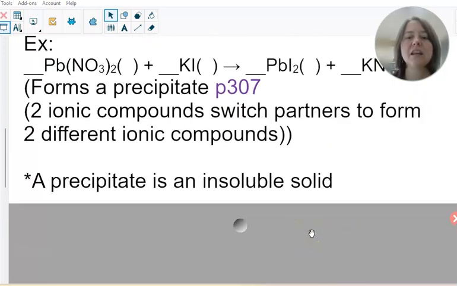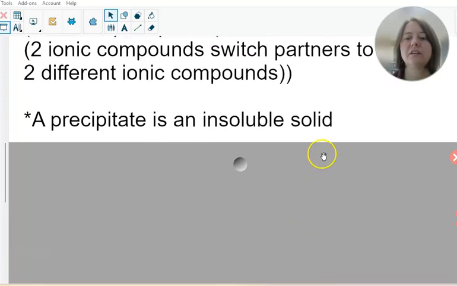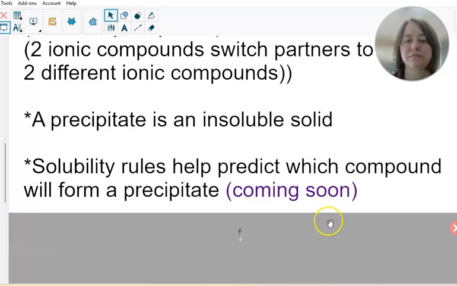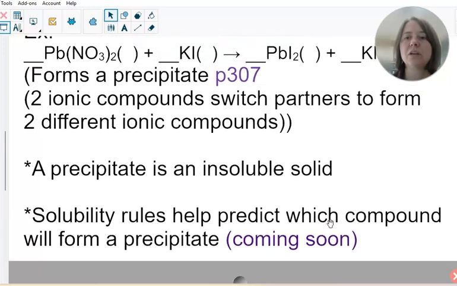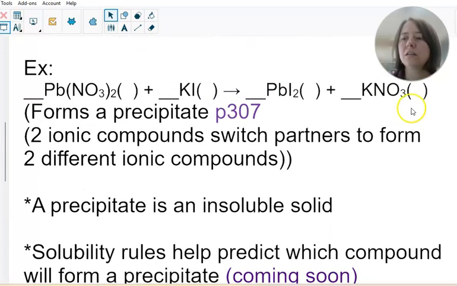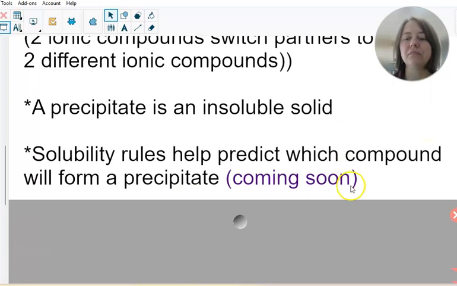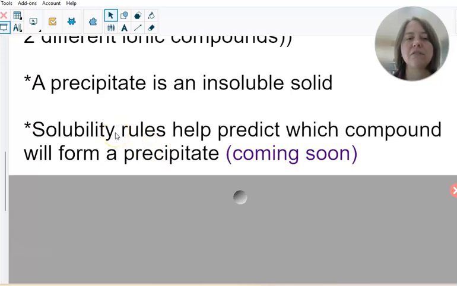So a precipitate is an insoluble solid. So it comes out of solution. So the solubility rules help predict which compound will form the precipitate. So we talked about one of the compounds stays aqueous and one of the compounds forms a precipitate and comes out of the solution. So we're going to be looking at the book and looking at some rules in our next video, and also looking at a table, and these are all tools you can use to figure out which one is going to be the precipitate.